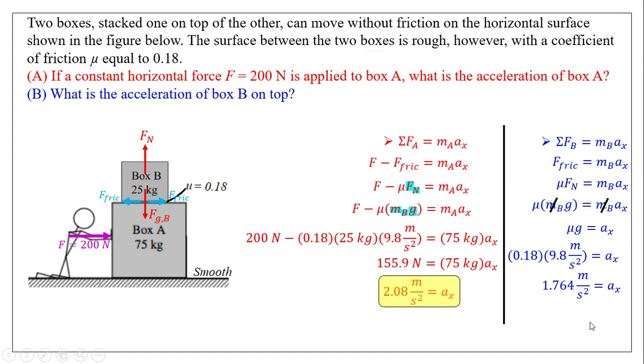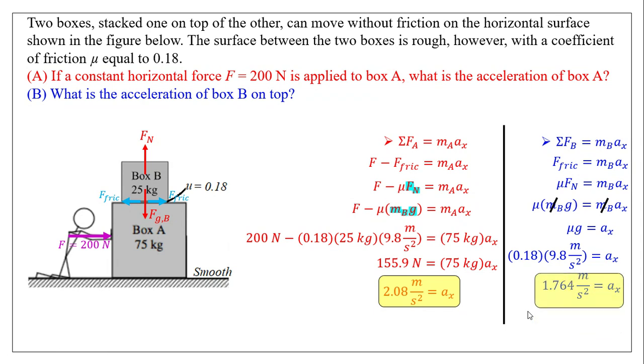Right away, hopefully you can see that the value for box A is 2.08, but the value for box B is only 1.764. So right away, I can tell that box B accelerates slower. If it accelerates slower, then it will eventually fall behind relative to box A. Our conclusion here tells us that box A will accelerate faster, box B accelerates slower. If that is the case, box B will eventually slip off the top of box A.